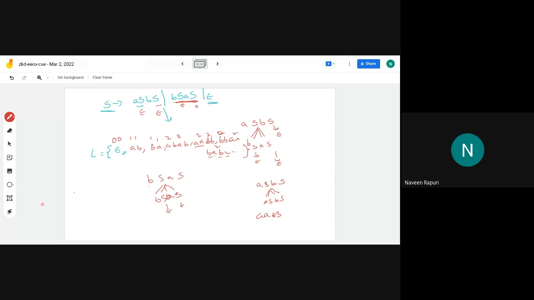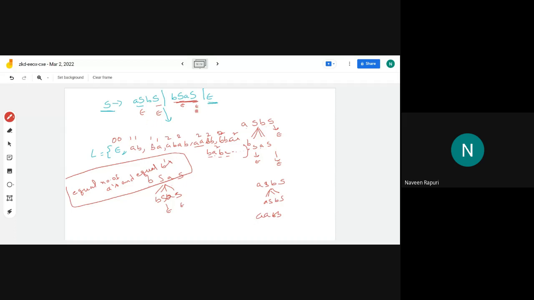is equal number of A's and equal number of B's. Suppose 2 A's are there, 2 B's are there. So the order is whatever it may be. Suppose starting A's and after that B's, or some A, B's followed by A's, like that. Total number of A's and total number of B's are equal.